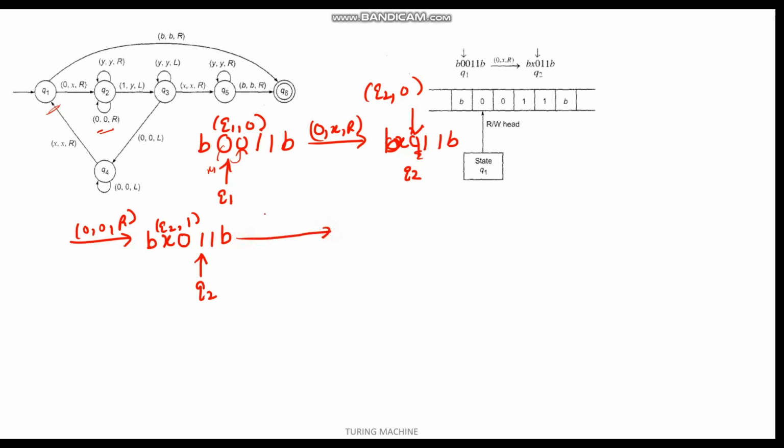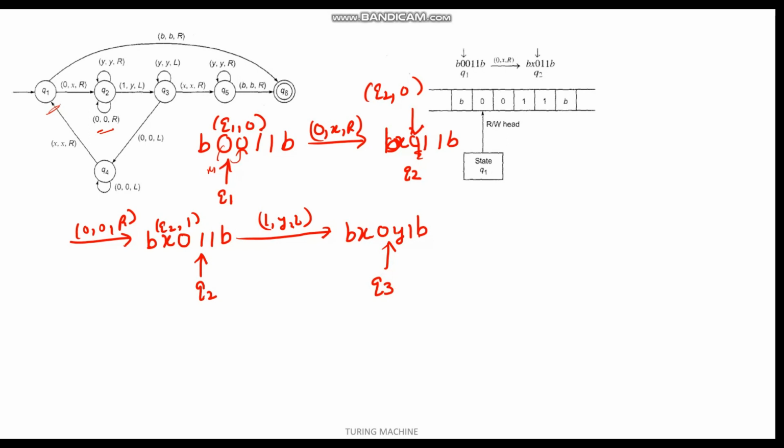So what is there? That is 1 comma y comma l, which means this 1 will be changed with the second symbol, replacement symbol, that is y. So the string will become x0 y 1, and let us put the blank symbol. So it will become x0 y 1. Now the state changes and the head will move towards left. So initially this one which was replaced, head will move towards left, and the state in this case will become q3.